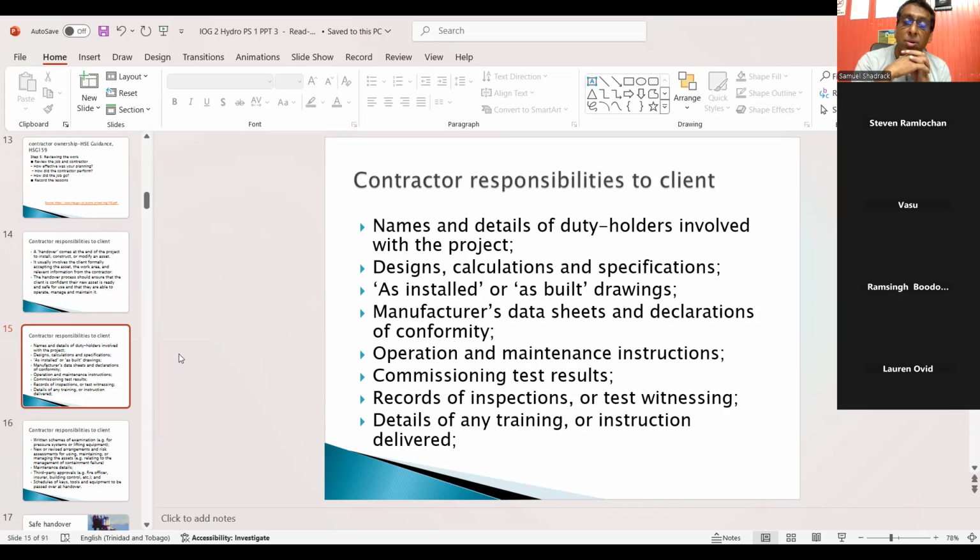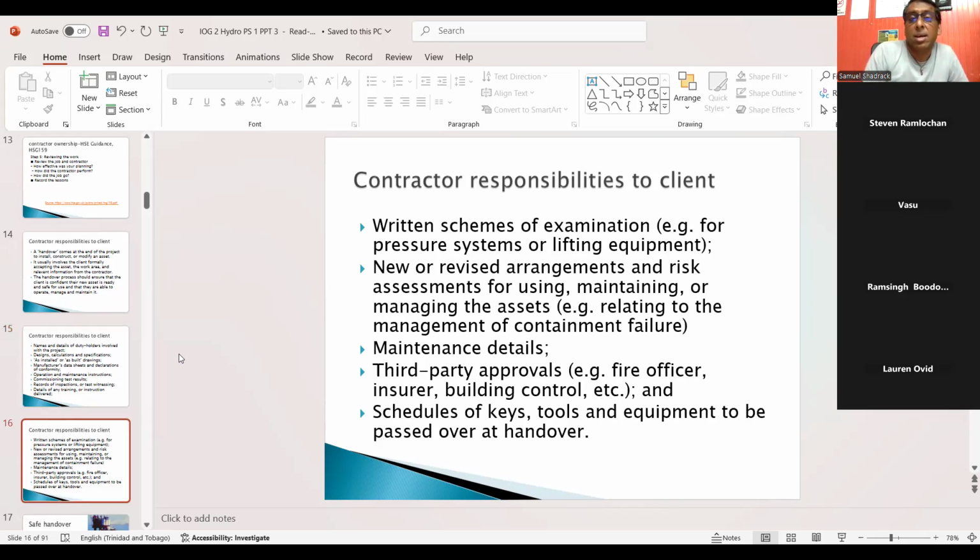As-installed or as-built drawings, manufacturer data sheet and declaration of conformity, operation and maintenance instructions, commissioning test results, records of inspection or test witnessing, details of any training or instructions delivered. Contractor responsibility to client: written schemes of examination for pressure systems should be given back to the client. New or revised arrangements and risk assessment for using, maintaining, or managing the asset must be given to the client.